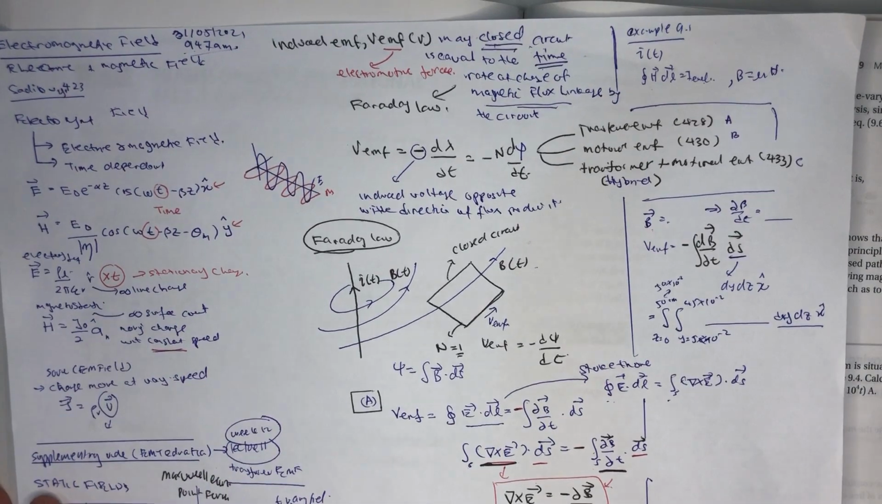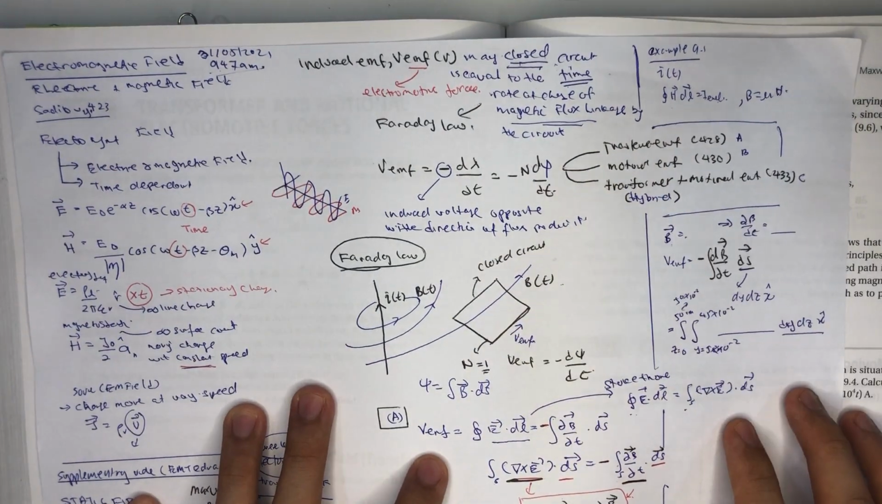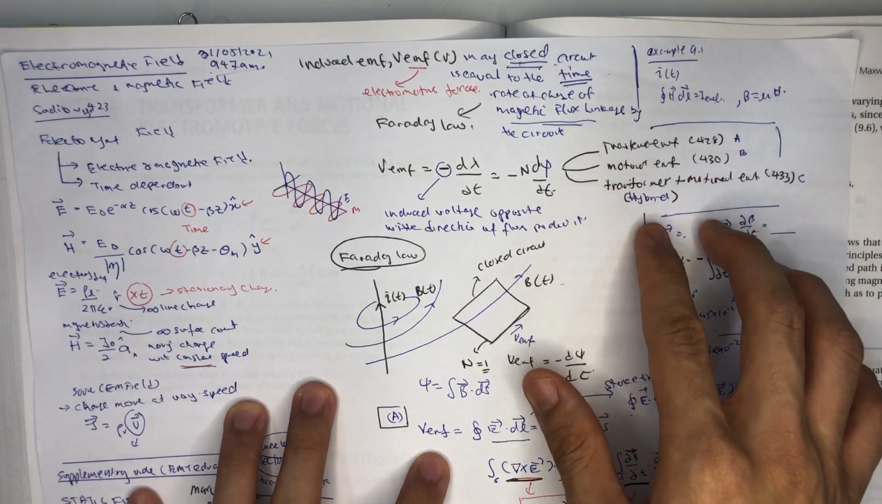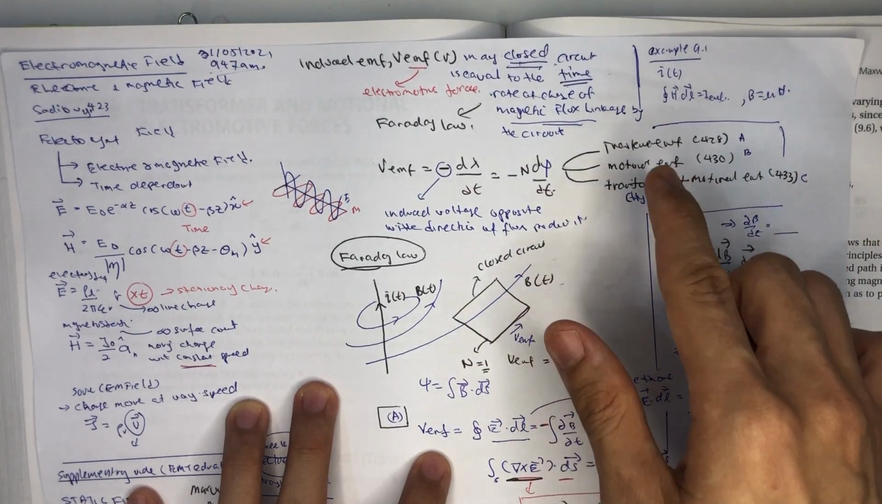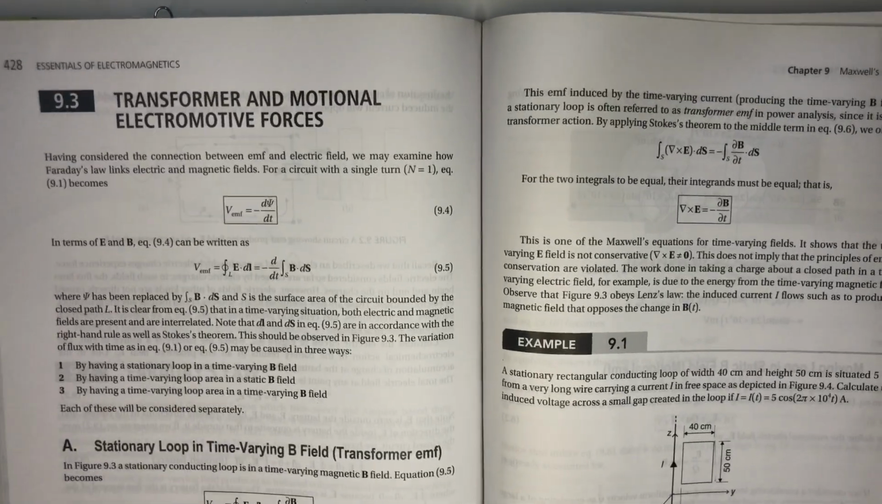Now we're going to learn about the motional EMF, and transformer plus motional EMF. This one is like a hybrid case because it's a combination of both. And motional EMF, what is the word motional? It means some movement is involved. So we continue.